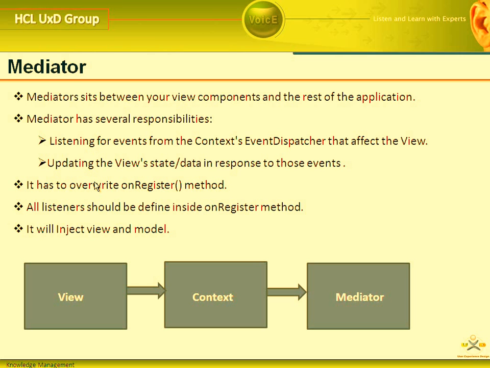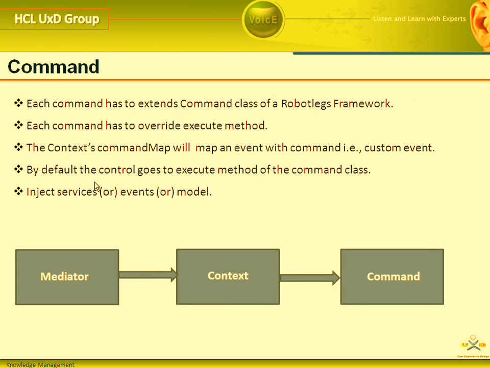If you observe the diagram, if you want to call a particular mediator from a view, it is only possible through context. That is, the initial mapping, which view has to invoke which mediator, is defined inside a context. It's all about a mediator.